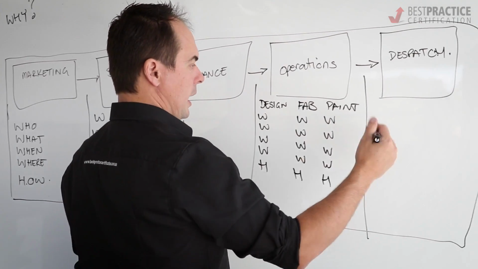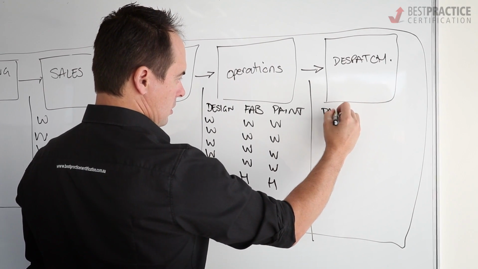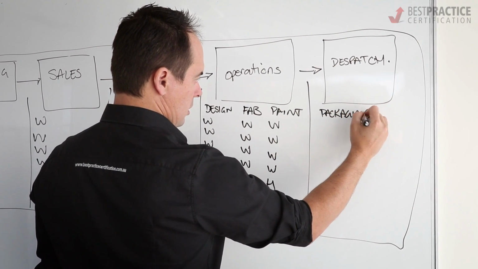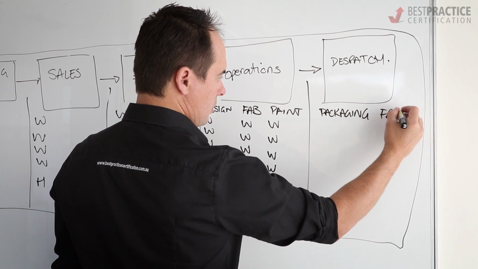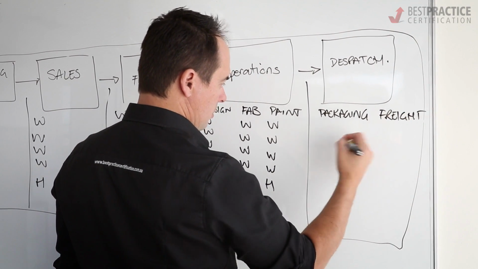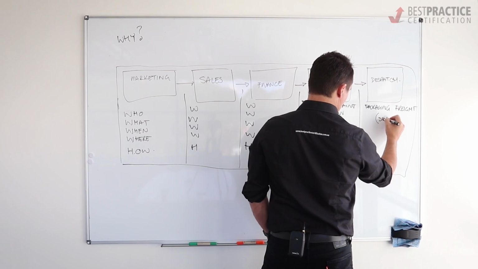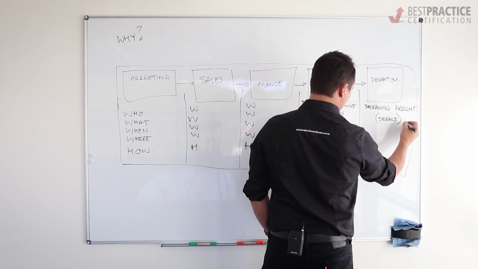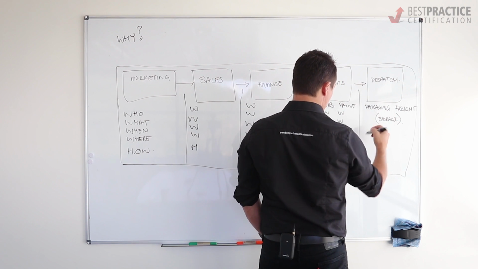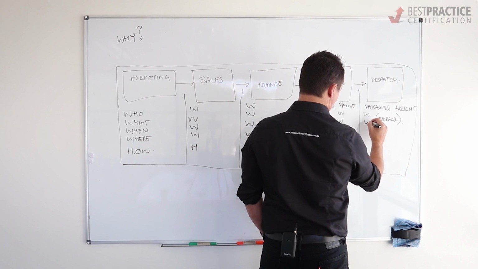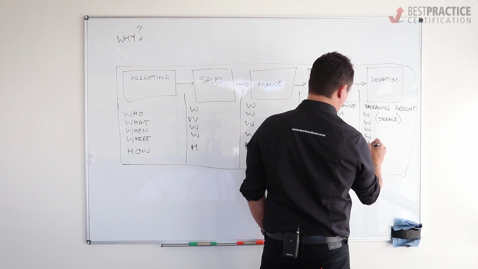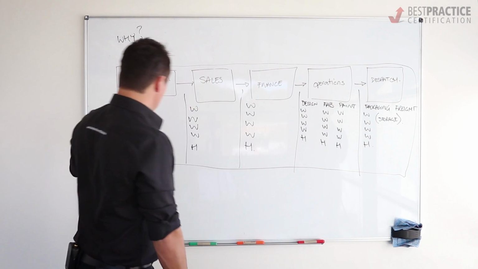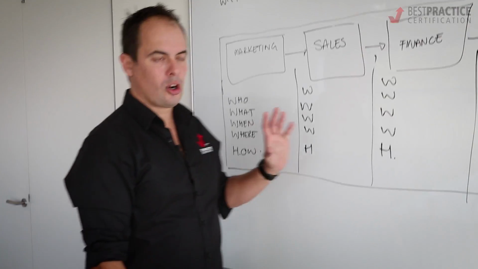And then when we go to dispatch, they've got packaging and they've got freight and maybe storage or warehousing. And so again, for each of these, we've got to do the same thing. Who, what, when, where, and how. And what I'm saying here is that it's not optional.